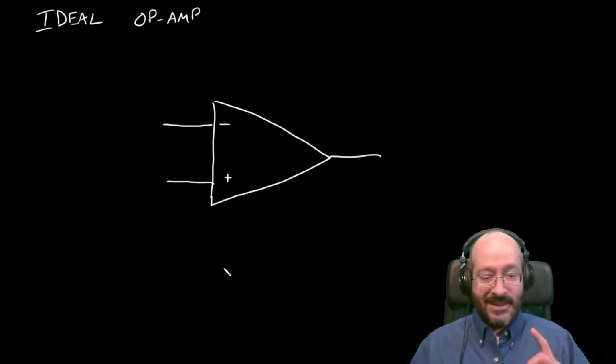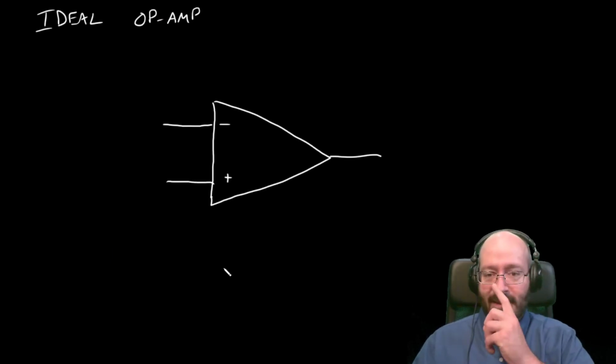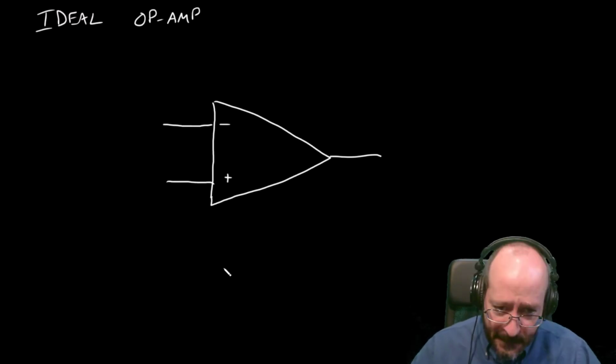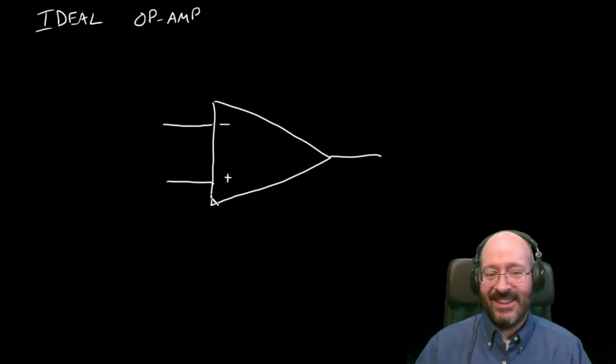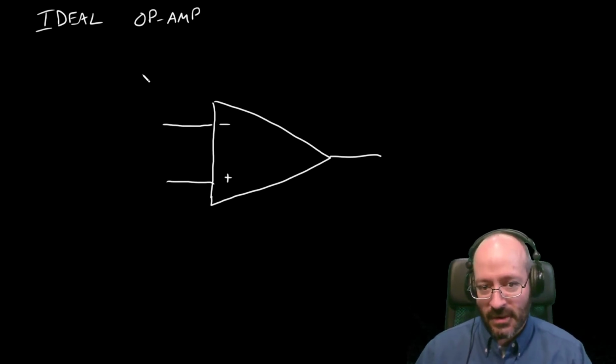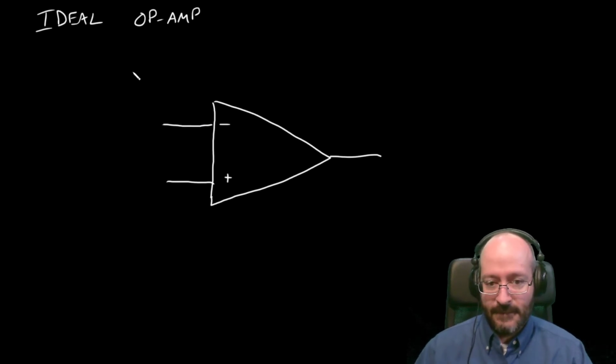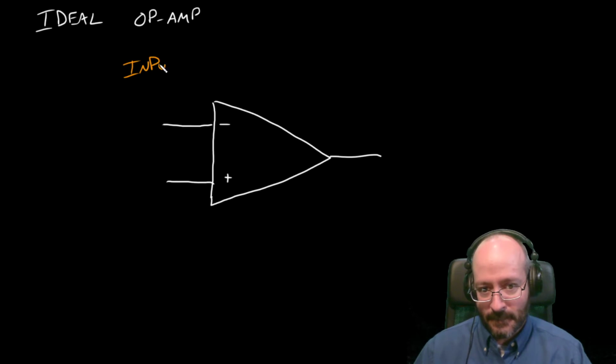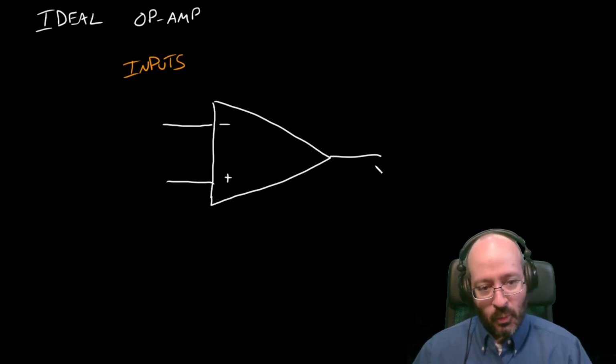We're dealing with the ideal operational amplifier, and it looks like this. Okay, so let's look at some important things here. It's got two terminals over here on the left, and those are the inputs. And then it's got this one over here, and it's an output.